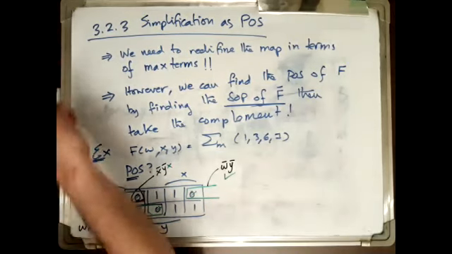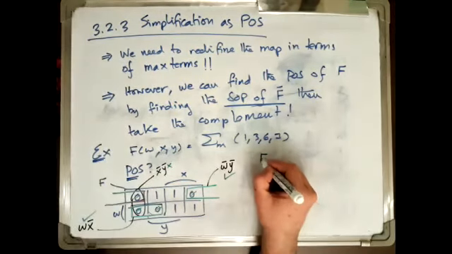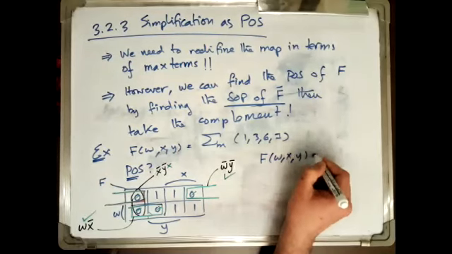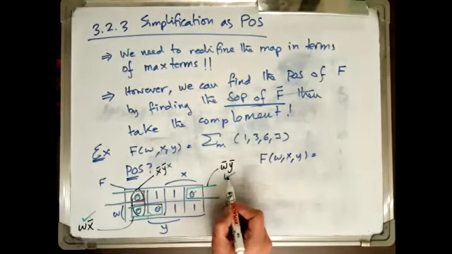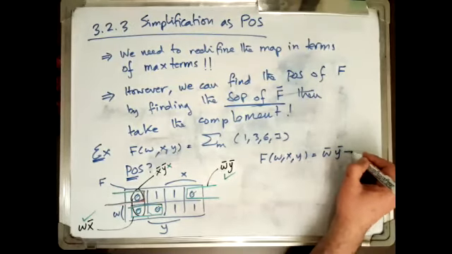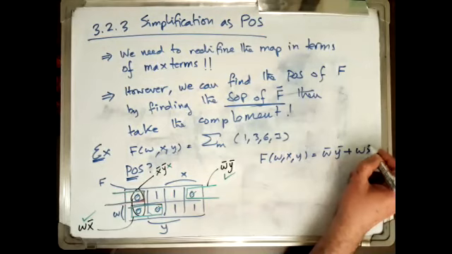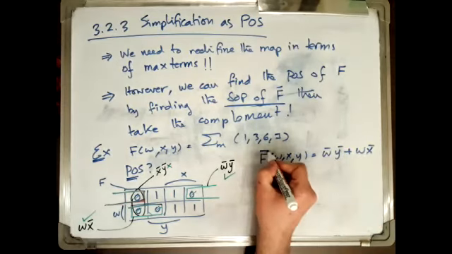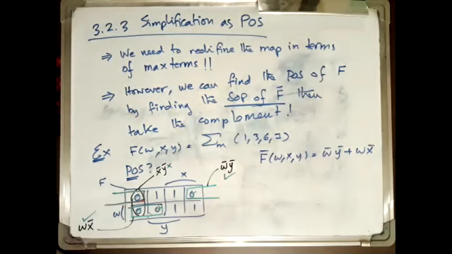So basically, F of W X Y is, I need to take the essential, right? So I write W bar Y bar or W X bar. But I have to be careful here. This is the sum of product expression, not for F. It is the sum of product expression for F bar.